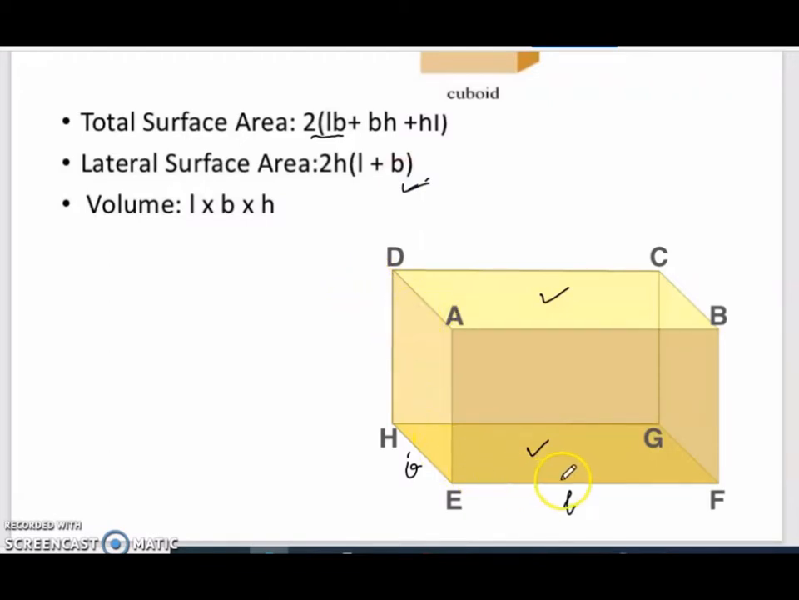And volume will be length into breadth into height. That is the entire capacity of this cuboid. That is the volume. So by volume, we mean the capacity of a container, of a solid shape. What is its capacity? That is how much quantity of things can be filled inside this. That is the volume. And surface area means how much is the area of all the surfaces of this solid shape.